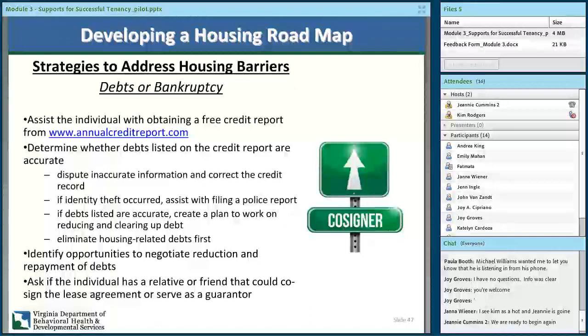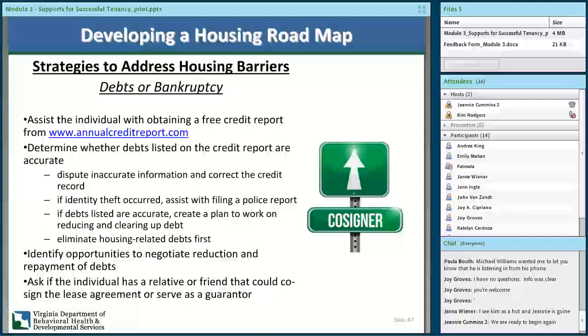The next housing barrier we'll examine is debts and bankruptcy. Here are the strategies to help individuals who have outstanding debts or bankruptcy. Housing guides can assist the individual with obtaining a credit report from annualcreditreport.com. They can determine whether the personal information and debts listed on the credit report are accurate. If they're not, follow the credit agency's process for disputing the inaccurate information and correcting the credit record. If it appears the individual is a victim of identity theft, assist the individual with filing a police report.